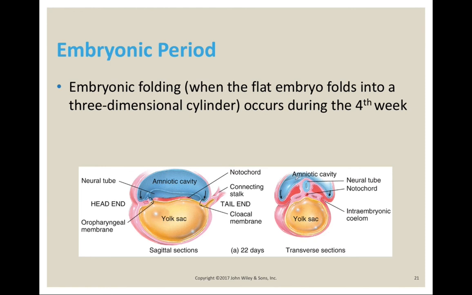The sides of the embryo are going to fold downwards, and you can see that in a transverse section right here, and also the front and the back are going to fold down as well. So this is actually going to form a cylindrical structure here during the 4th week.